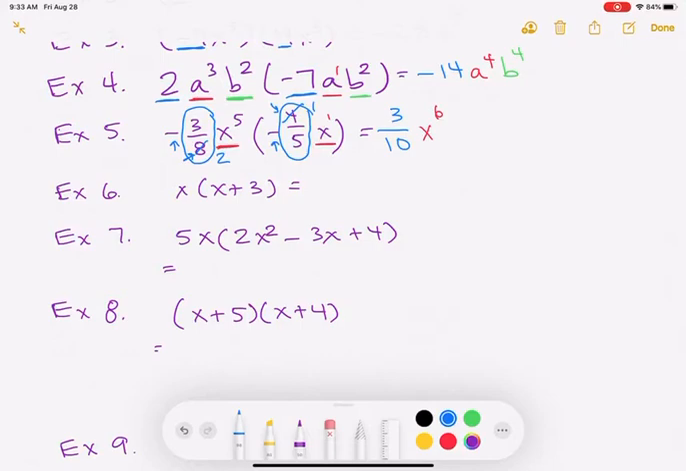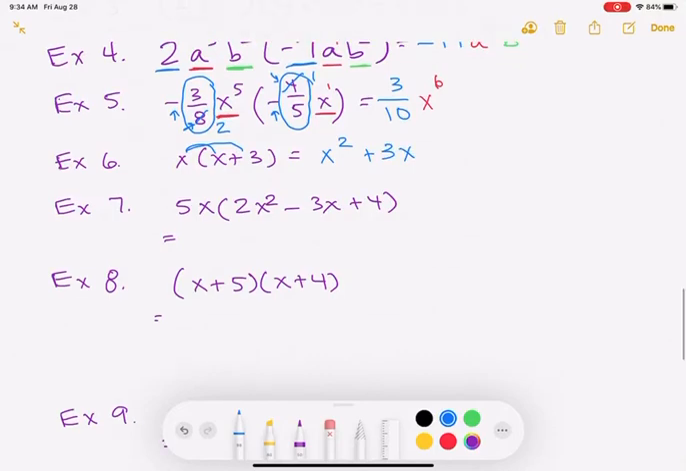All right, so this x out front, what do we do with him? We have to distribute him to everything within the parentheses, right? So x times x is x squared. And then we have an x times that positive 3 is going to be a plus 3x.